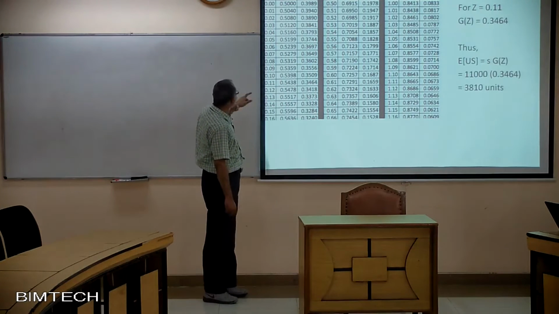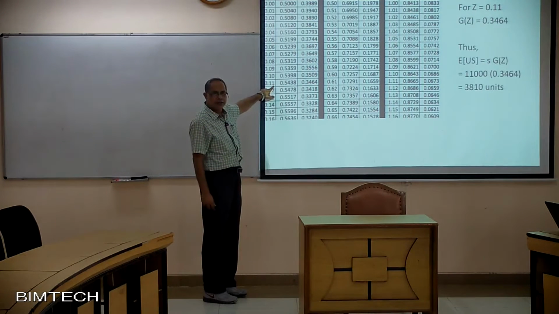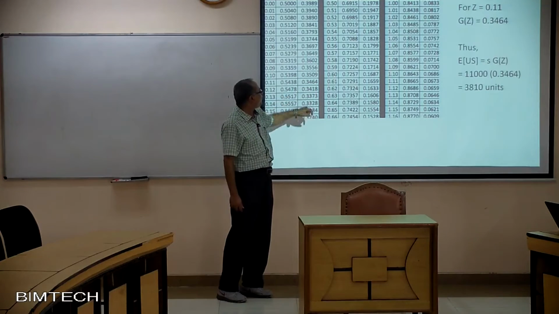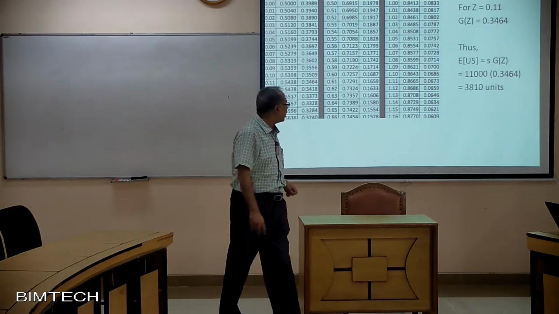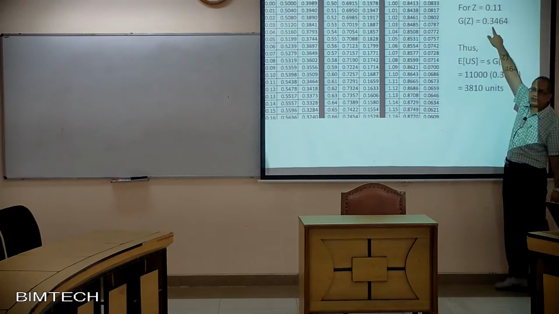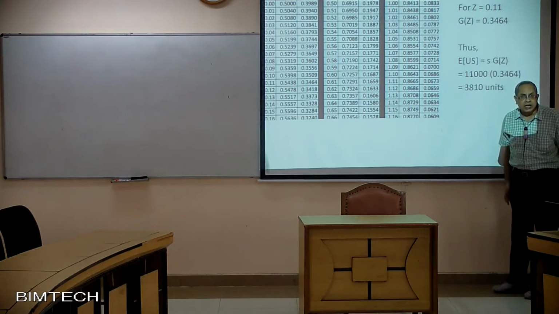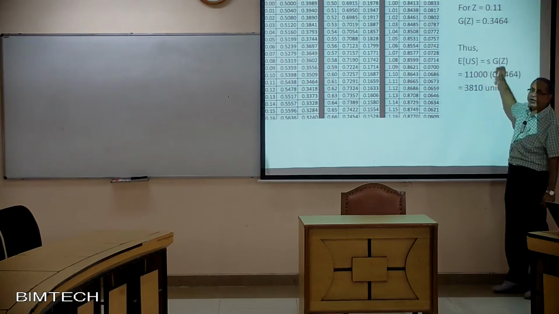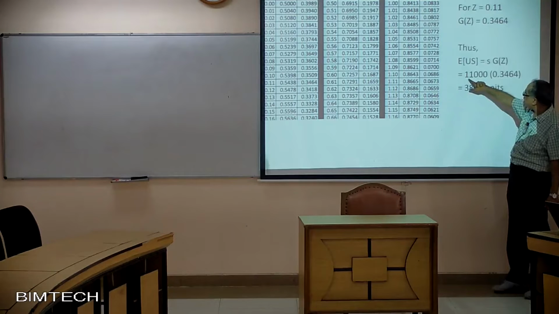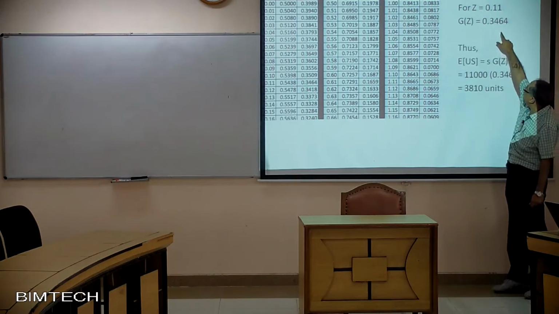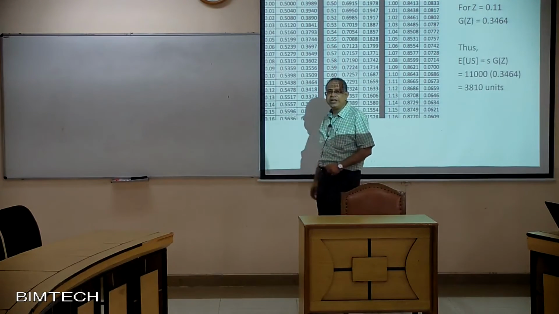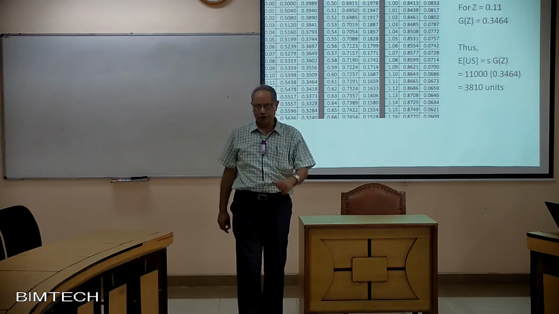So where is 0.11? Here we have the 0.11 z value. The corresponding g(z) value, if you can see, is 0.3464. So for z 0.11, g(z) is 0.3464. What does that g(z) do for us? Well, the expected unit short is equal to sigma multiplied by this g(z). The sigma of the demand is 11,000 multiplied by 0.3464. That gives us 3,810 units short.